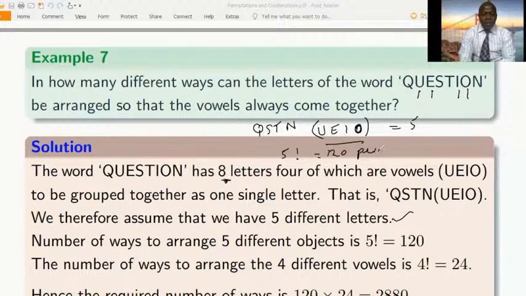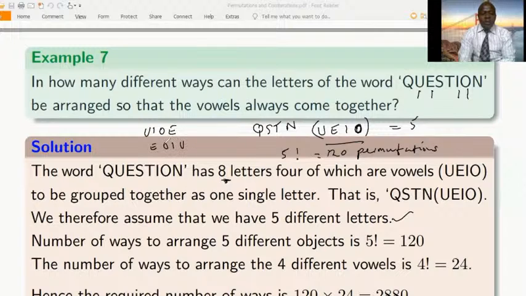120 different ways of arranging these 5 letters. But then we ask ourselves, what about among the vowels? How many ways can we arrange these vowels? Because these vowels, we can begin with the E, then U, then E, the way it is here. Or somebody may want to begin with the U, then I, then O, then E. That is another way. You can also have E or IU, that's another way.